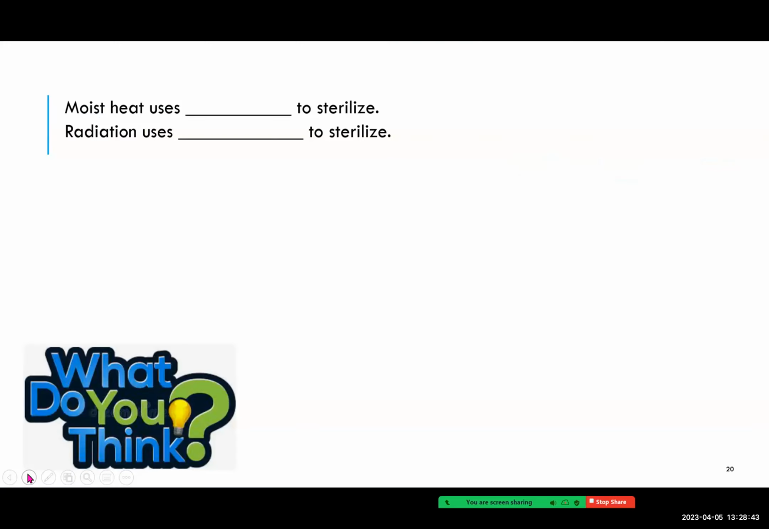So we have two different methods of sterilization that we've discussed so far. We have moist heat that uses one way to sterilize, and then we have radiation that uses another method to sterilize. Anyone recall what moist heat uses or radiation? You can unmute and answer, or you can put the answer in the chat box.